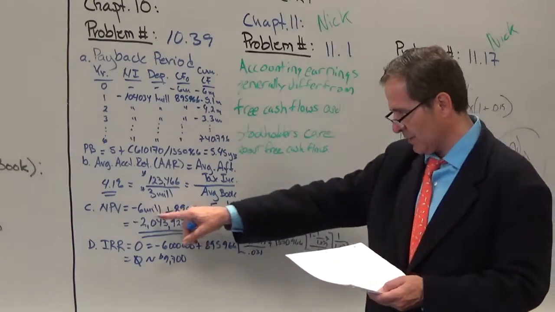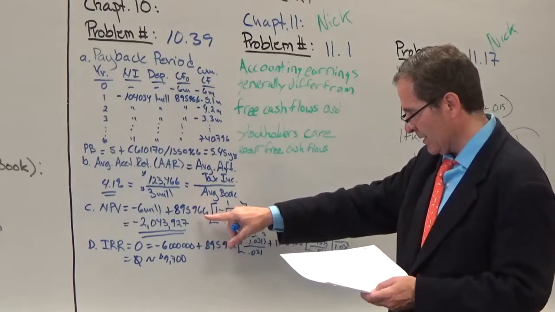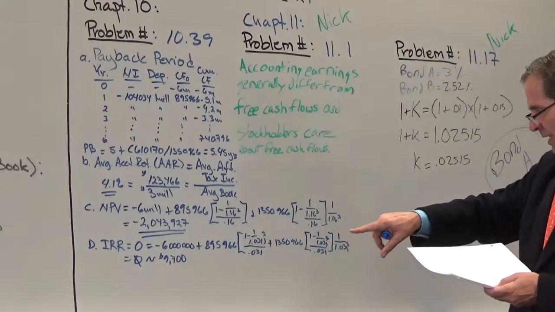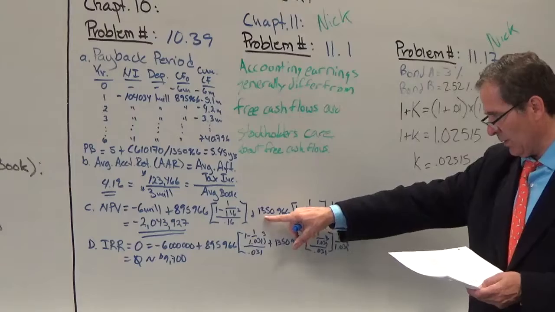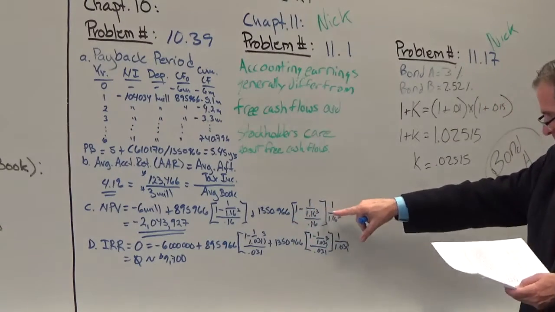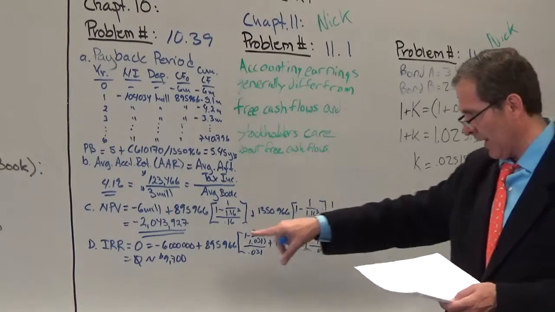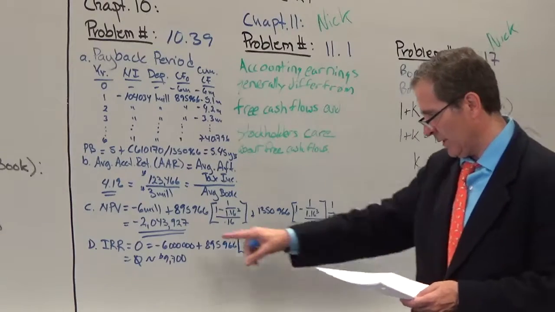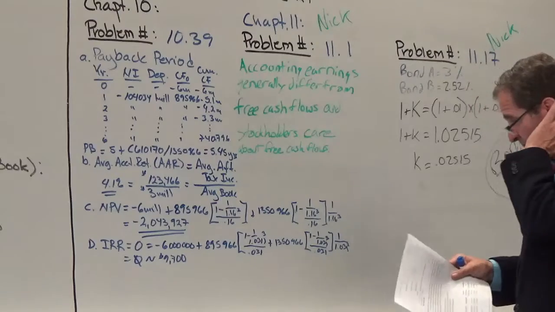So we know that the cost is $6 million, and then $895,966 for 3 years at a 16% discount rate using the annuity function. Then we get $1,350,966, again for 3 years at 16%. It gives us a total net present value of $2,043,927. Then it asks us for the internal rate of return.